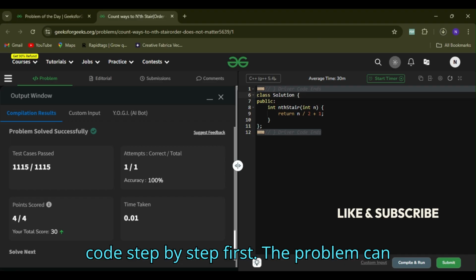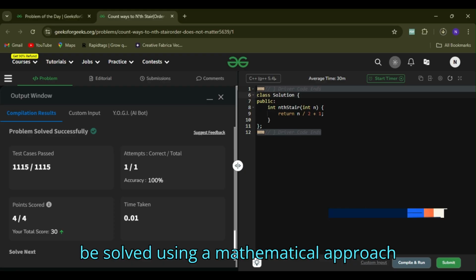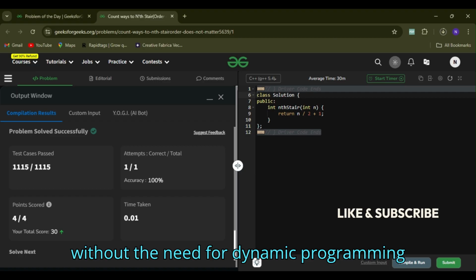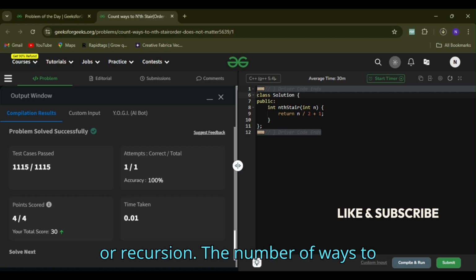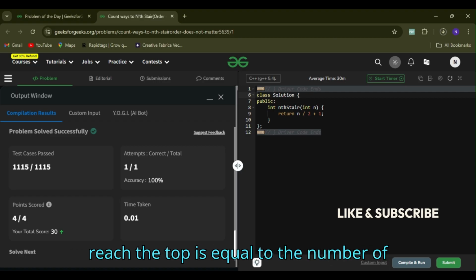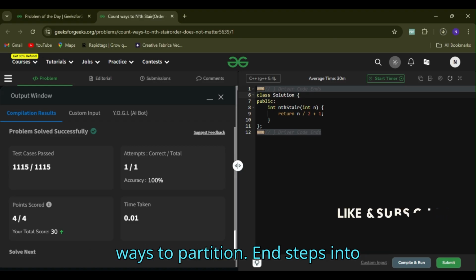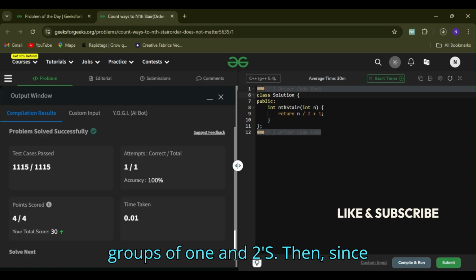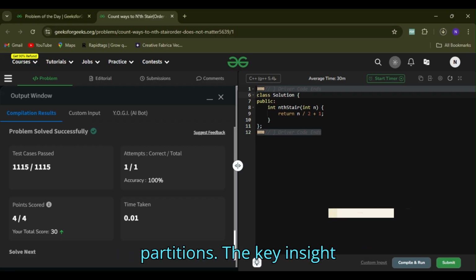First, the problem can be solved using a mathematical approach without the need for dynamic programming or recursion. The number of ways to reach the top is equal to the number of ways to partition the n steps into groups of 1 and 2. Then, since the order does not matter, we only need to count the number of partitions.